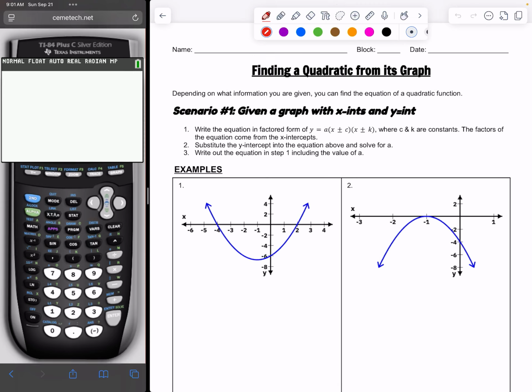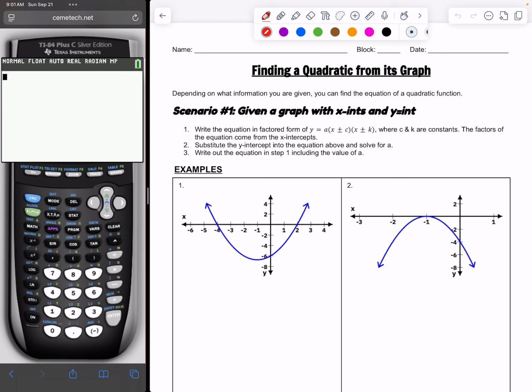Today we're going to talk about finding a quadratic from its graph. Depending on what information you are given, you can find the equation of a quadratic function. So let's talk about the first scenario. This is when you are writing the equation of a graph if you have its x-intercepts and its y-intercept.